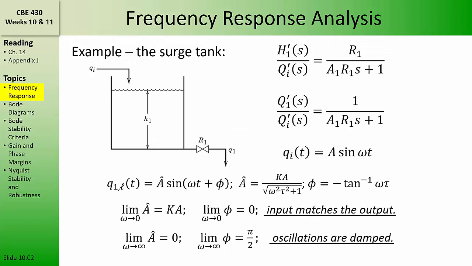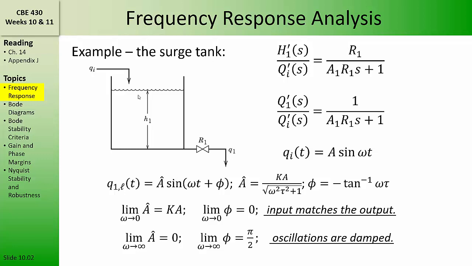To understand this in the context of a physical model, let's consider this surge tank with gravity-driven flow out of the tank. We've already performed the material balance on a surge tank like this, and we found that the level in the tank is related to the inlet flow rate according to a first-order transfer function, and that the outlet flow rate is also related to the inlet flow rate according to a first-order transfer function.